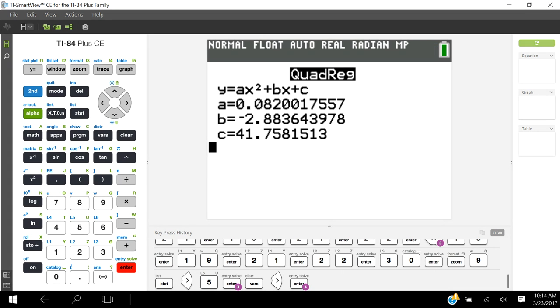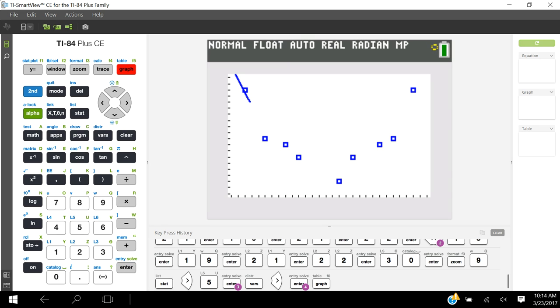And I'm going to write down 0.08x squared minus 2.88x plus 41.76. And then I'm going to look at my graph just to make sure I didn't totally mess something up somewhere. It looks pretty good, like a good fit.